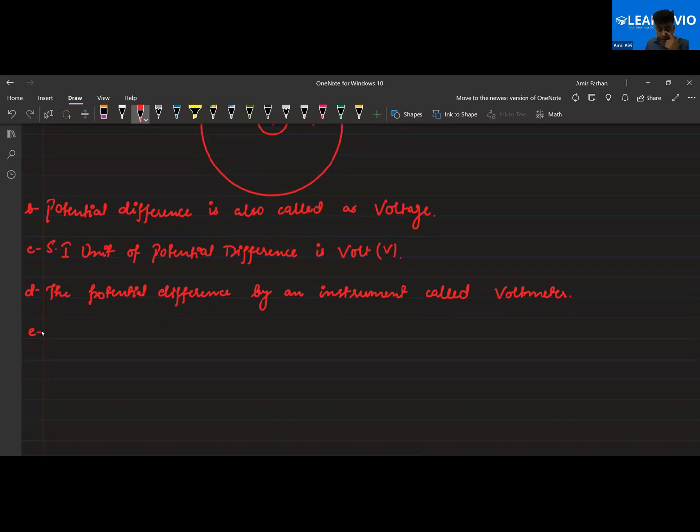The voltmeter is only connected in parallel combination in the circuit. I will explain in the further topics. We'll be studying the combination of resistors, parallel and series. So right now, just understand that the voltmeter is always connected in parallel in the circuit. Okay. So we'll explain the combination in the next part.